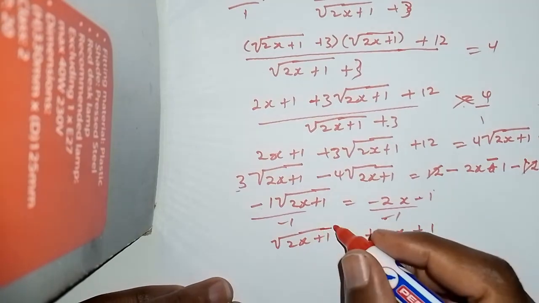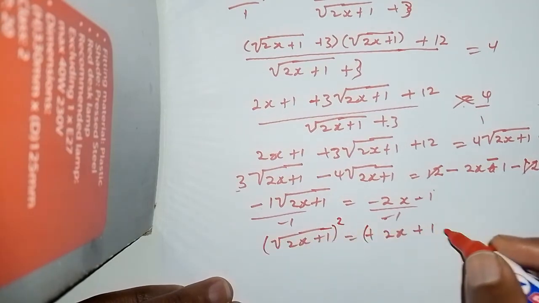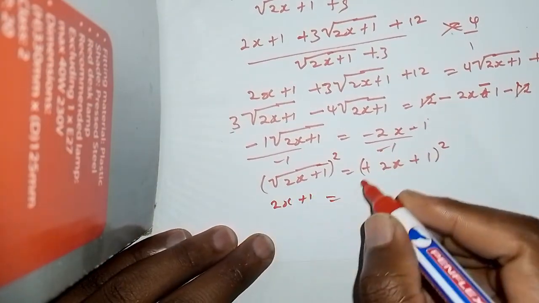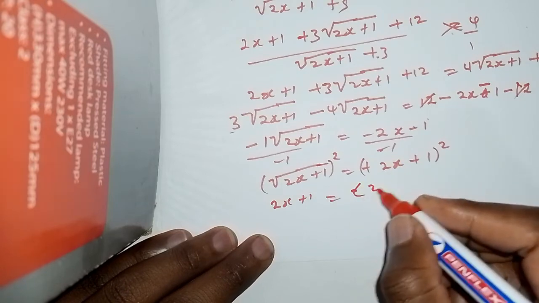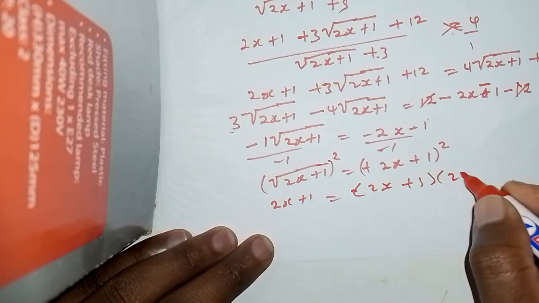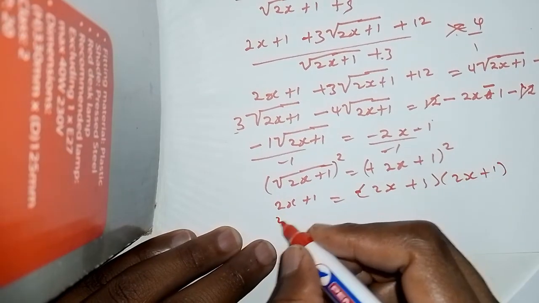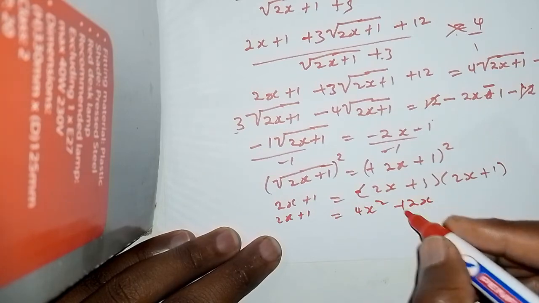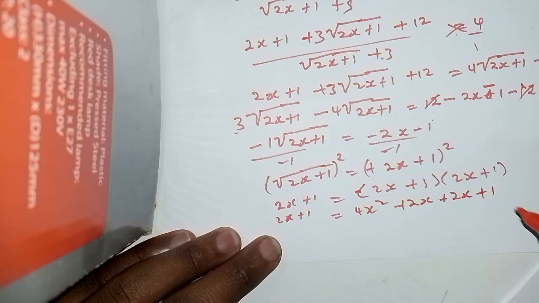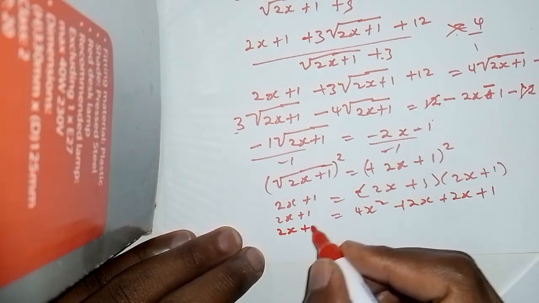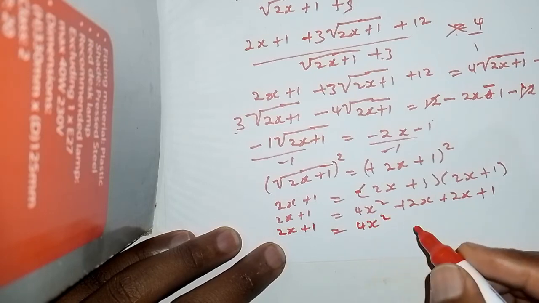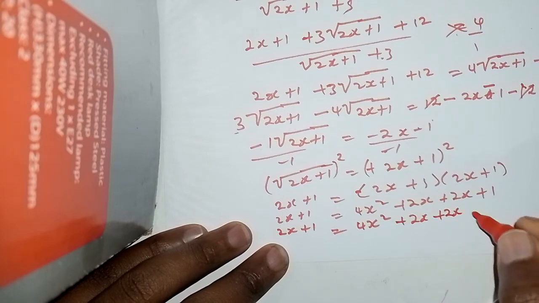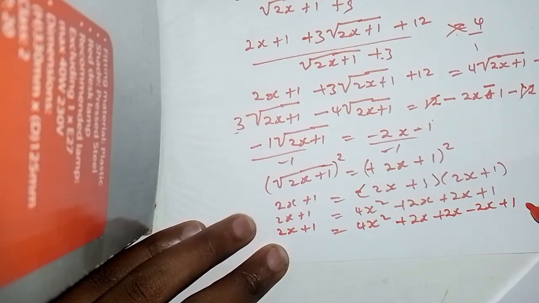Right? Remember, to remove the root, you need to introduce the squares. And now you're going to have 2x plus 1 is equal to 2x plus 1, 2x plus 1. Right? This is 2x plus 1 is equal to 4x squared plus 2x plus 2x plus 1. Right? Then 2x plus 1 is equal to 4x squared plus 2x plus 2x minus 2x plus 1 minus 1.